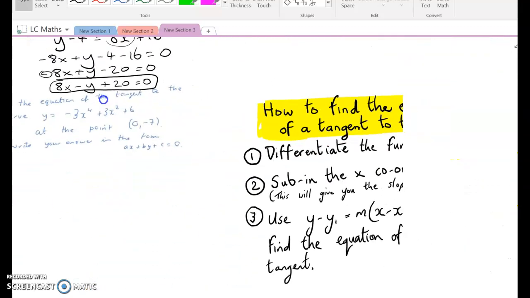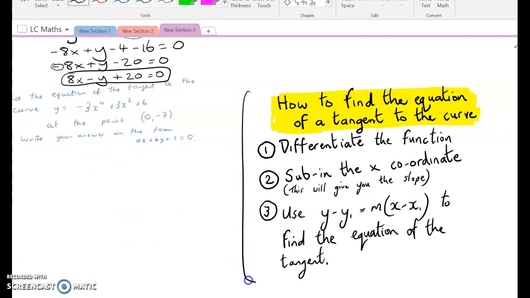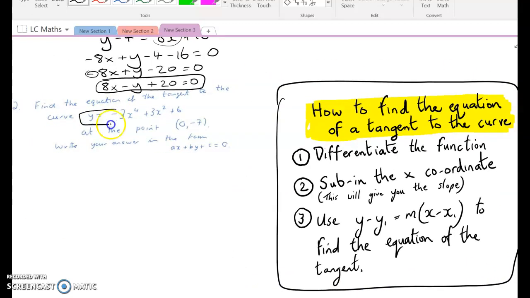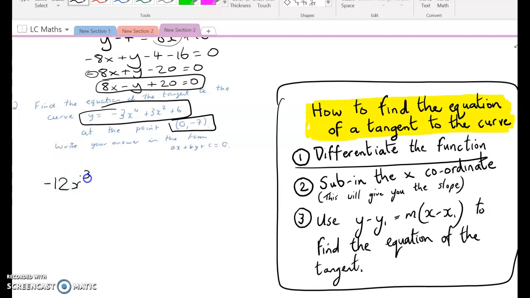And again, it was using those 3 steps. Very important. Well, let's try the second one. There's our function. There's our point. Differentiate the function. That's step 1. So 4 times minus 3 is minus 12, and drop the power by 1. 2 times 3 is 6, and drop the power by 1. Numbers that are on their own disappear.